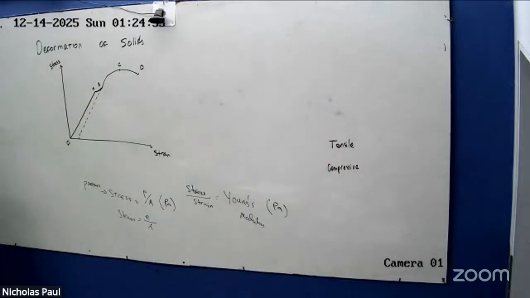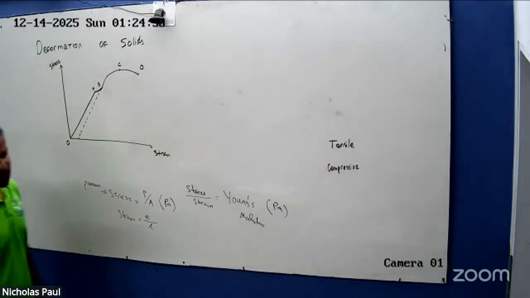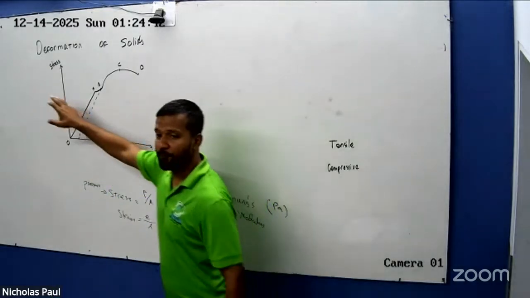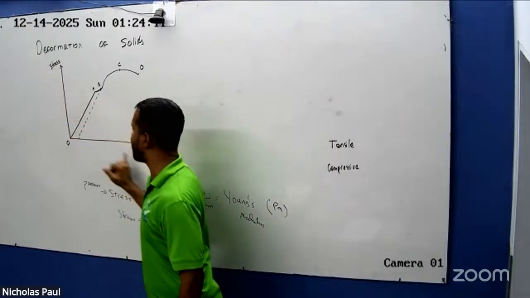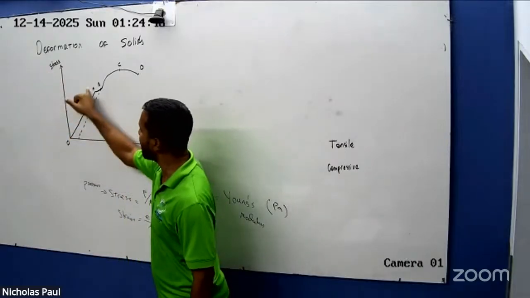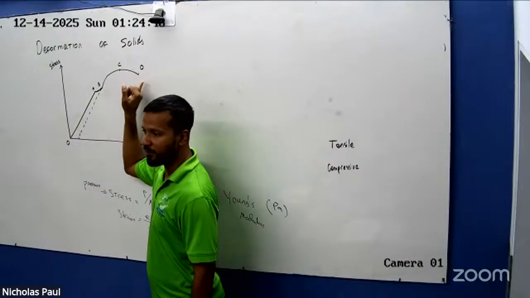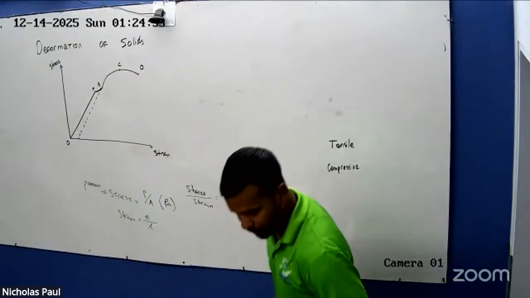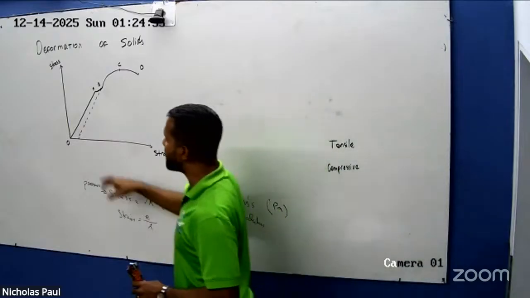Consider the following. Draw this one. It's a stress versus strain graph. O to A to B to C to P, right? Use the same labels then, right? The only straight line is from O to A.